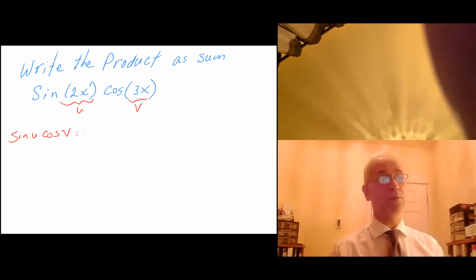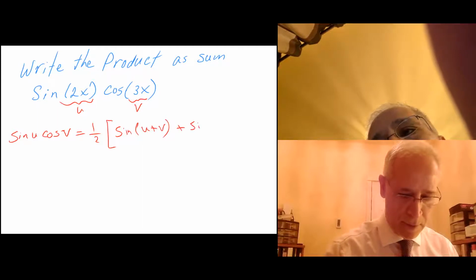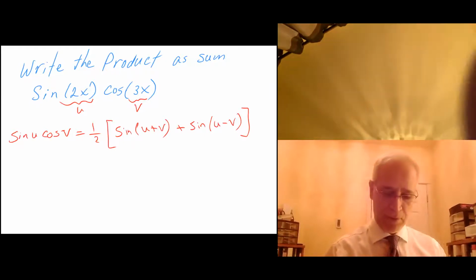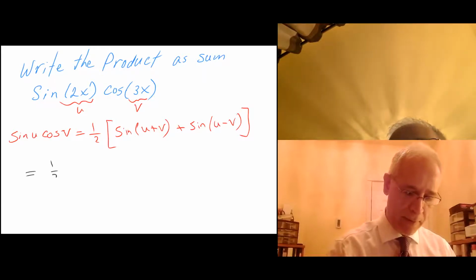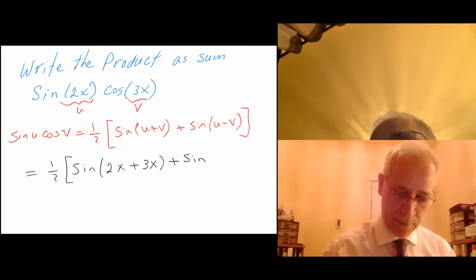First, I'm going to write the formula. Equals 1/2 sine of u plus v plus sine of u minus v. So following my formula, equals 1/2 sine of v, so that's sine of 2x plus 3x plus sine of 2x minus 3x.